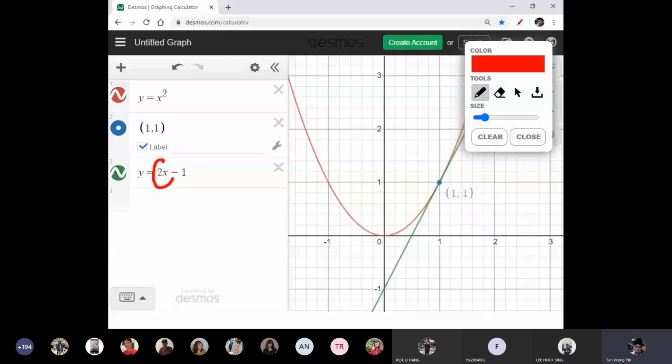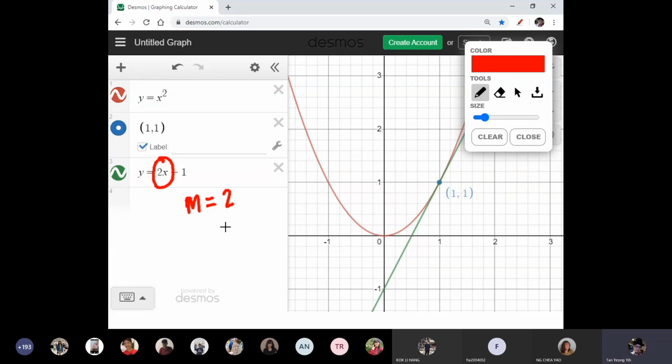Now you can see this is the equation, right? y equals 2x minus 1. This equation represents the tangent line at this point. So what is the slope? 2. Okay, good. If you can tell me it is 2, that means you get the idea. So the slope for this line is 2.